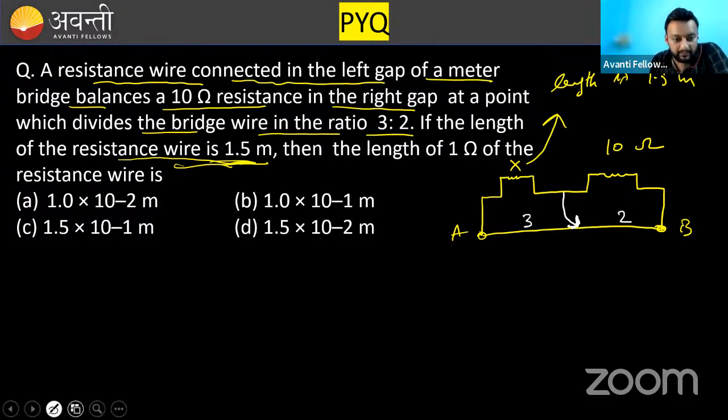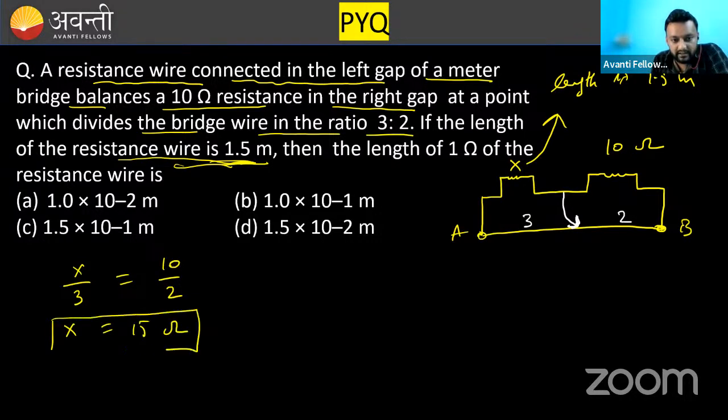Now, using the meter bridge principle, you can write x over 3. I have told you now, x over 3 is equal to 10 over 2. So x is what? 15 ohm. Is it clear? This is the unknown resistance x.